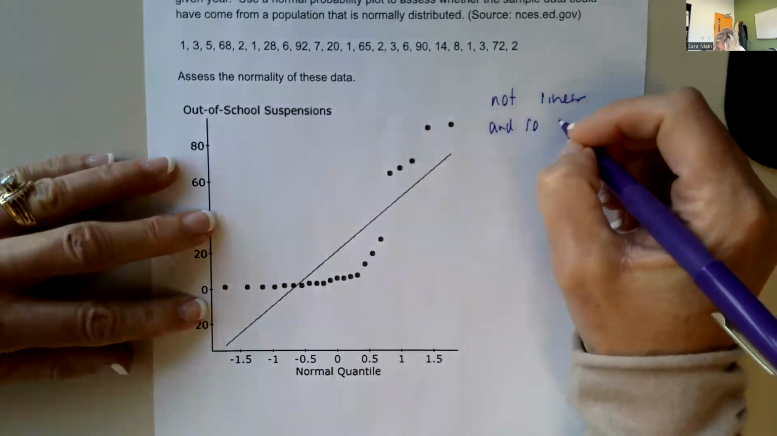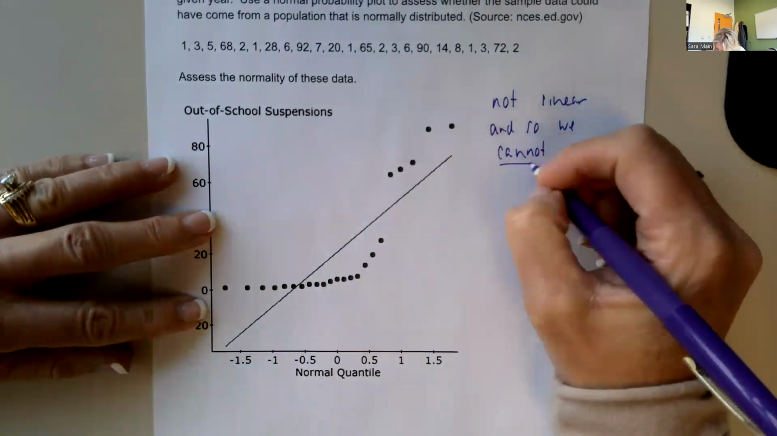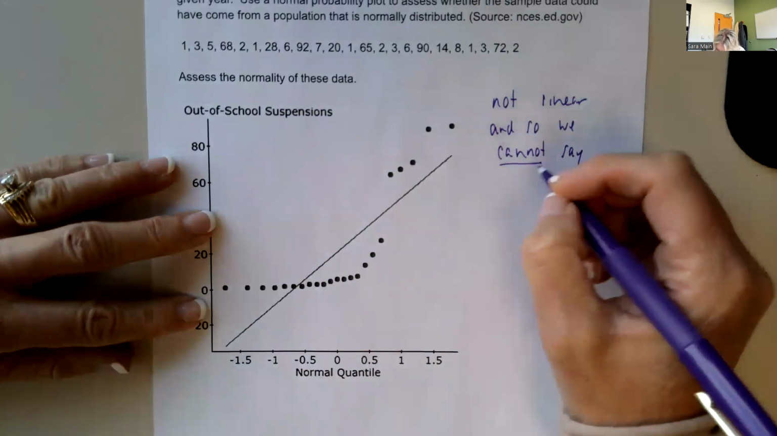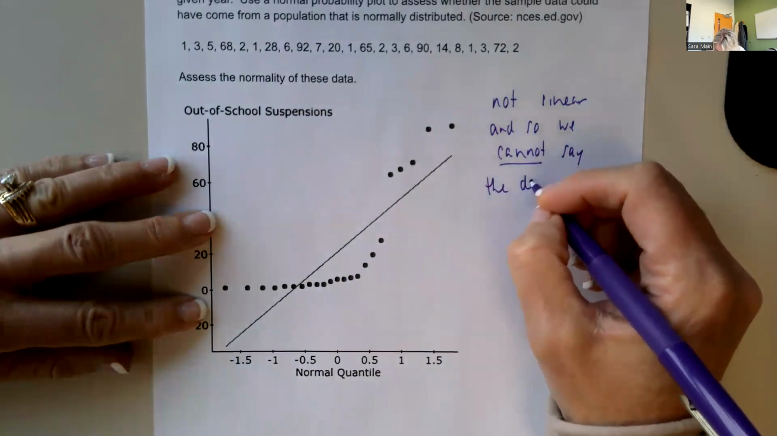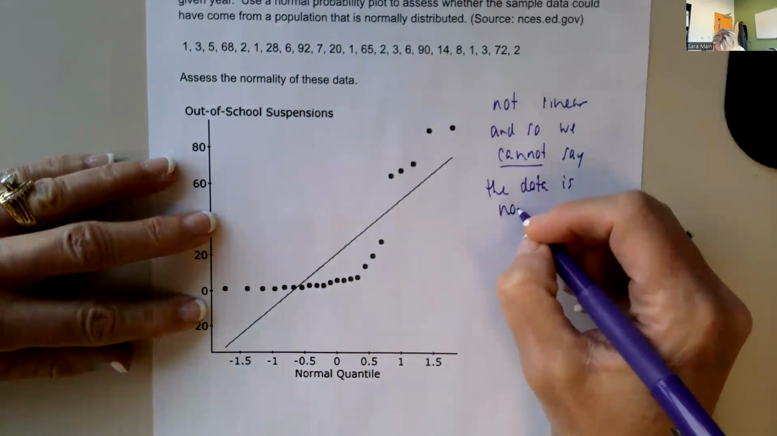And so we cannot say the data is normally distributed.